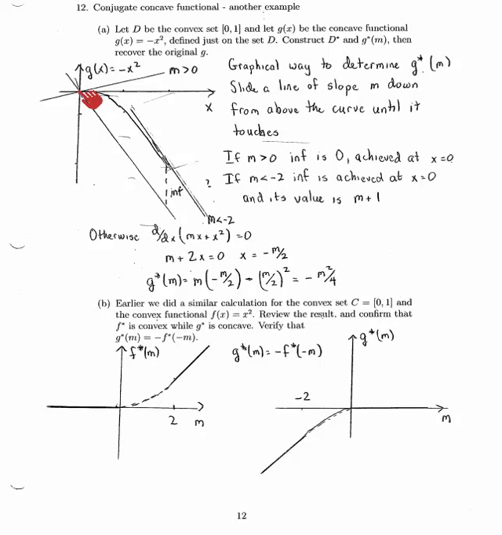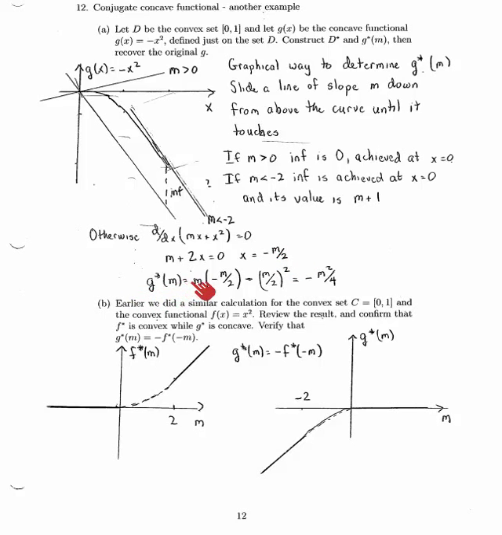And if m is positive, we first touch the graph at 0, the left endpoint of the domain D. If, on the other hand, m is very negative, if it is less than minus 2, it first touches the graph here at the right endpoint of the domain. And if m is in between negative 2 and 0, we have an honest-to-goodness elementary calculus problem. We have to find the infimum of mx plus x squared. We do that, of course, by setting the derivative equal to 0. Get m plus 2x equals 0. The solution is x equals minus m over 2.